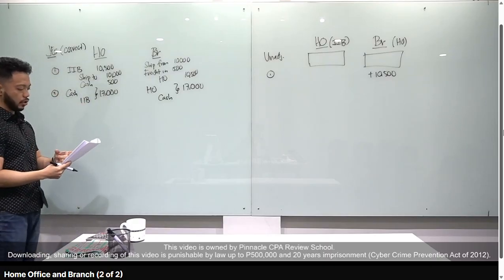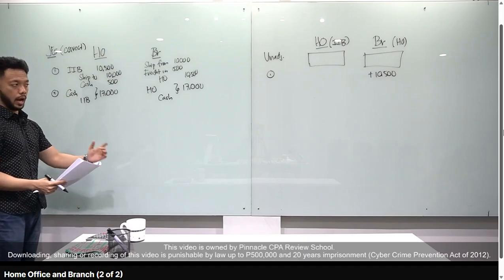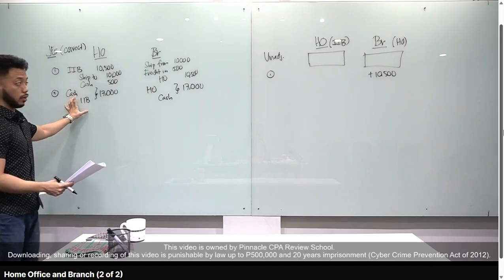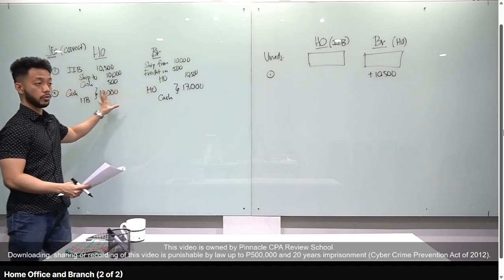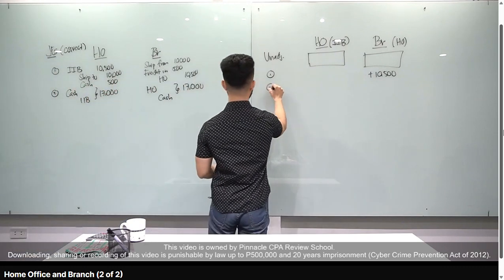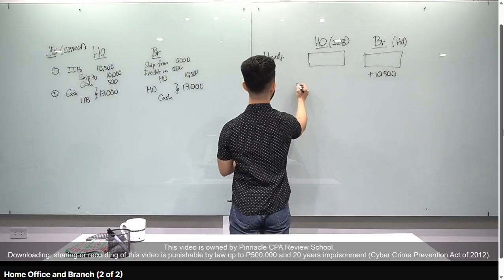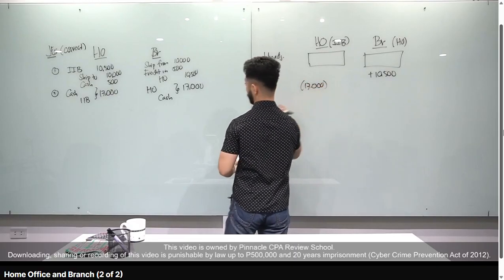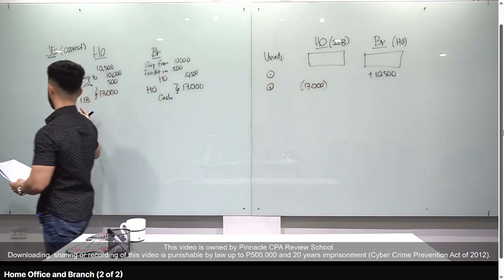Since the home office received it on January 6, which is next year, our assumption is that the home office did not record it. Do not assume that the branch did not record it. Your assumption is that the home office did not record it, because it says there that the home office received it next year. So for number 2, our adjustment to the home office is minus 17,000, minus because we need to credit investment in branch.